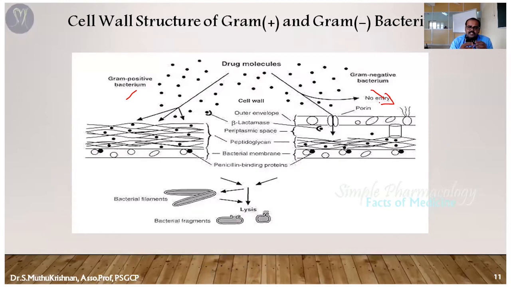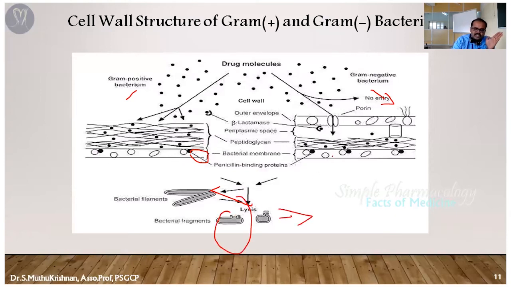So our drug is going to bind exactly to that PBP, penicillin binding protein, and the cross linkage is affected. You can see here this substance is going to bind with the peptidoglycan layer, the penicillin binding protein here. So it weakens the cell wall, and that leads to cell lysis.